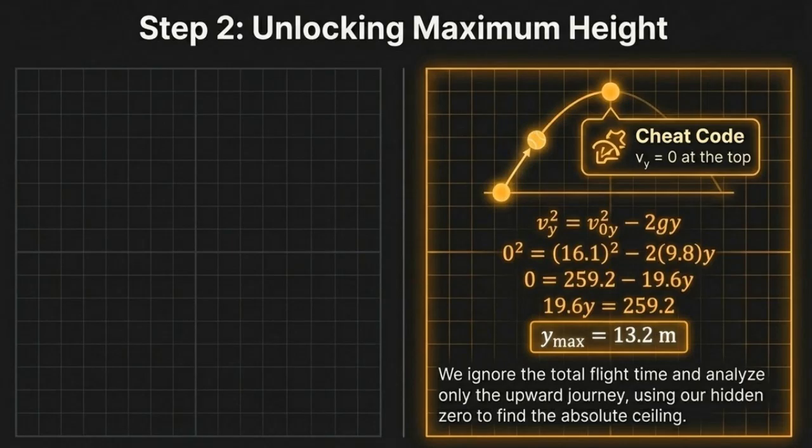Next, we focus on finding the maximum height reached during the motion. To do this, we use the fact that at the highest point, the vertical velocity is zero. Starting with the kinematic equation relating velocity and displacement, we plug in the initial vertical velocity and gravitational acceleration. Setting the final vertical velocity to zero helps us solve for the maximum height. After rearranging and calculating, we find the height to be 13.2 meters. This step only considers the upward part of the motion, so we ignore the total flight time and concentrate on reaching this peak height, which serves as the absolute ceiling for the problem.